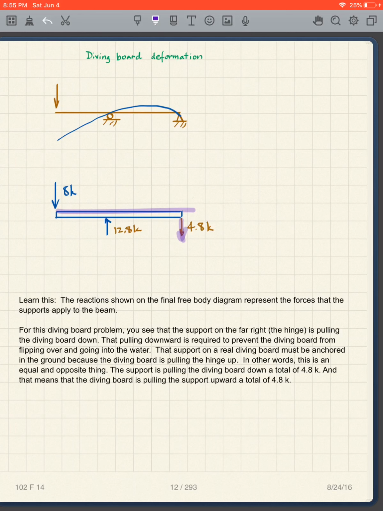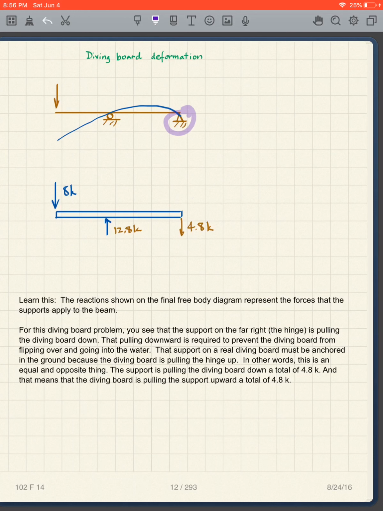Now, for this diving board problem, we can see that the far right, the hinge, is pulling the diving board down. It's holding it down. This pulling downward is to prevent the diving board from flipping over and going into the water. In other words, if I don't hold the diving board down at this point, what's going to happen to this diving board? It's going to rotate about this point and fall into the water.